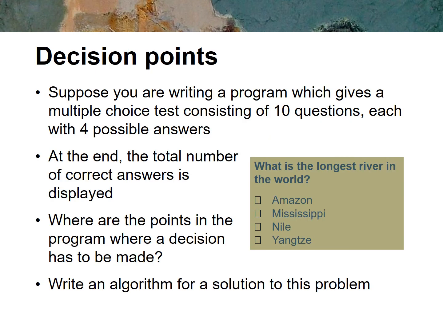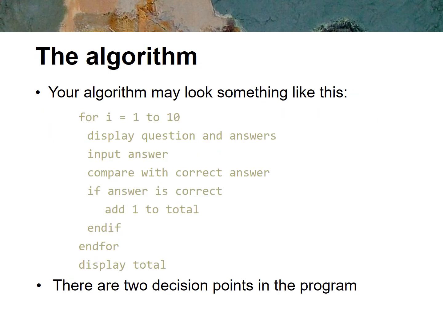Let's now think about decision points. If you're going to write a program which gives a multiple choice test with 10 questions, each with 4 possible answers. At the end, the total number of correct answers is displayed. Where are the points in the program do you think that we'd need a decision? I want you to write me an algorithm to try and show this. Here is a possible solution.